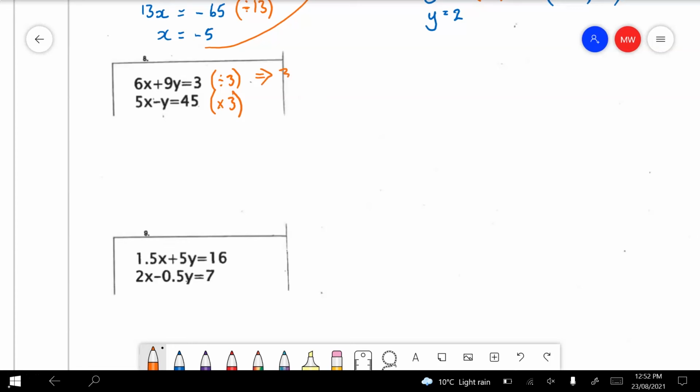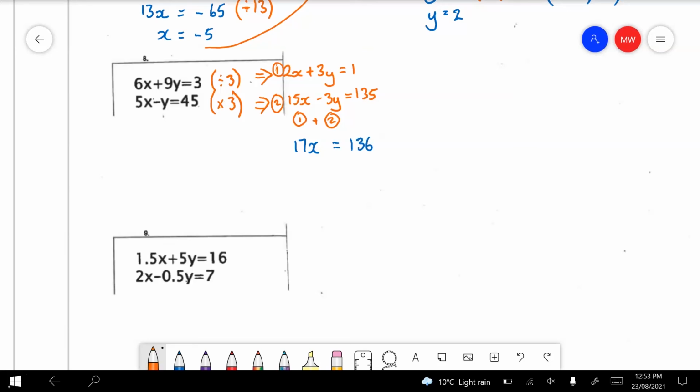So that will make this equation 2x plus 3y equals 1, and that'll make this equation here 15x minus 3y equals 135. I'll call them equation 1 and equation 2. And because my 3y's have got different signs, I'm going to add these equations. So I'm going to do equation 1 plus equation 2. Working these down the row like we have been doing, 2x plus 15x makes 17x, 3y minus 3y eliminates, and 1 plus 135 makes 136.